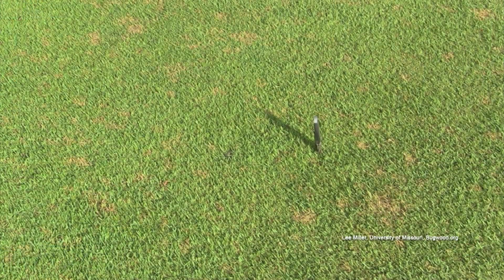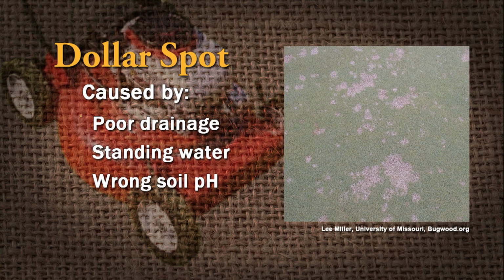Then you have dollar spot. Dollar spot is caused by poor drainage. We do have a lot of soil that drains poorly. If water stands after the rain, you're probably going to start seeing dollar spots pop up. Check the soil pH. You want that soil pH between 6.0 and 6.5. And the only way you can do that is with a soil test. You cannot just guess.